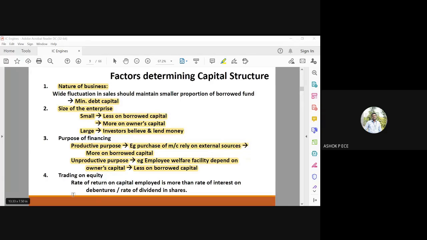Trading on equity: if you are a public listed company, you can advertise your shares and you can sell the shares to public people, and every year you have to pay dividend on the amount of profit you make. You have to share with the people.